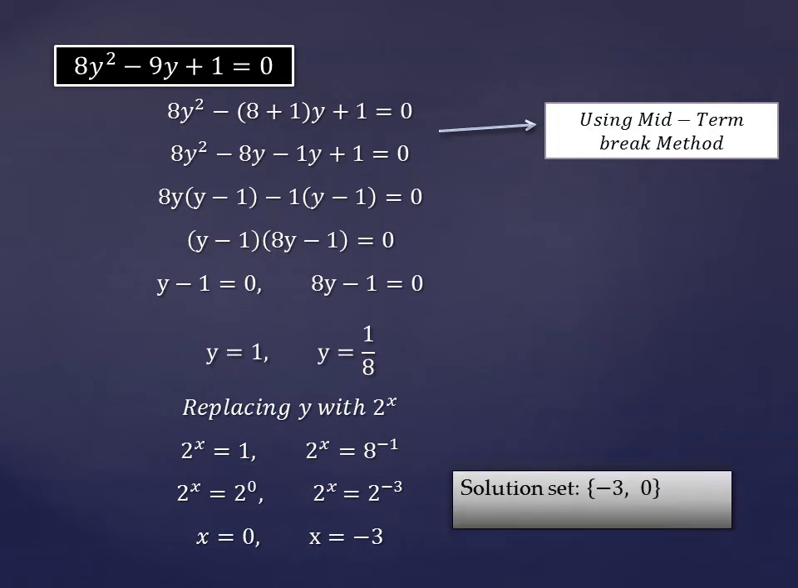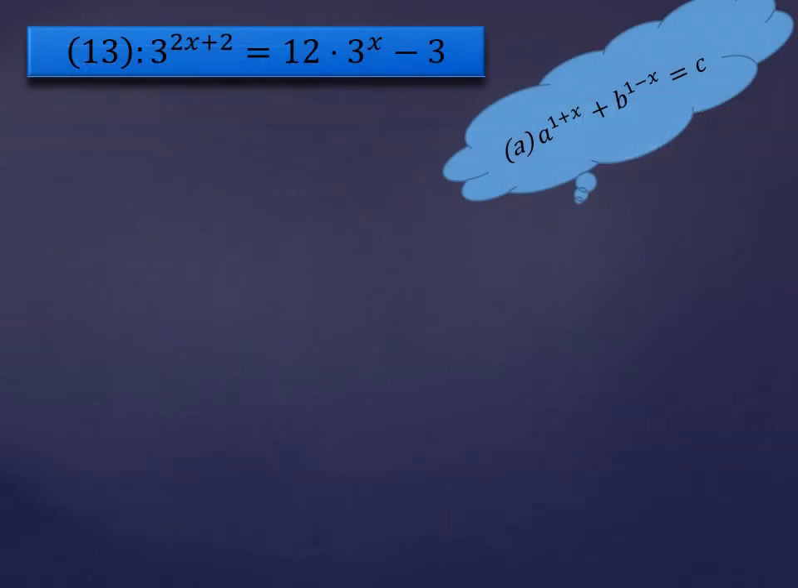Writing the answers in the form of a solution set, we will get minus 3 and 0. I am going to solve another example of the same type so that it becomes clear to you. Again in the question you can see 3 power 2x plus 2 equals to 12 dot 3 power x minus 3. Again this dot is not a decimal point, it is showing multiplication.